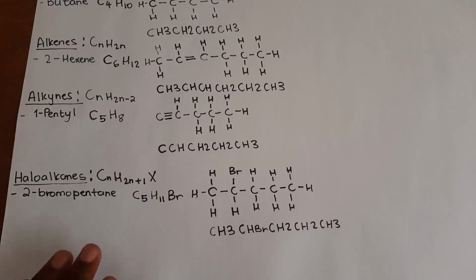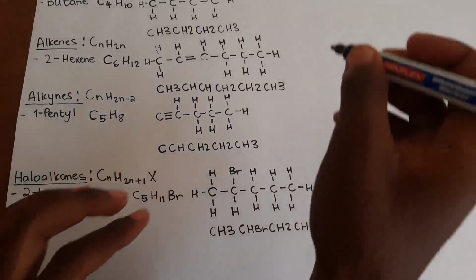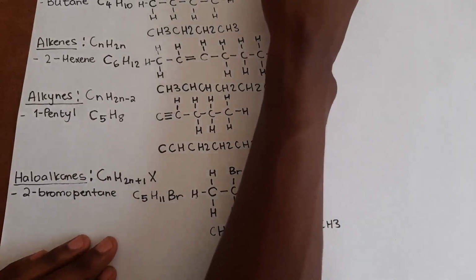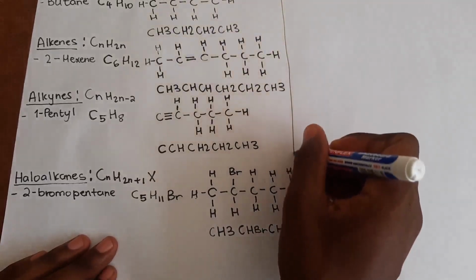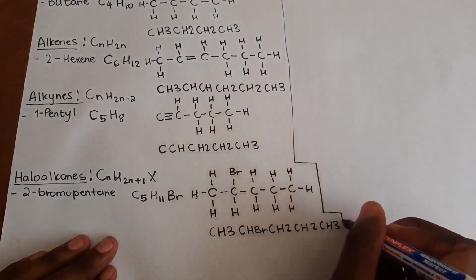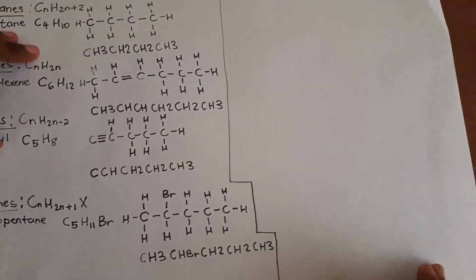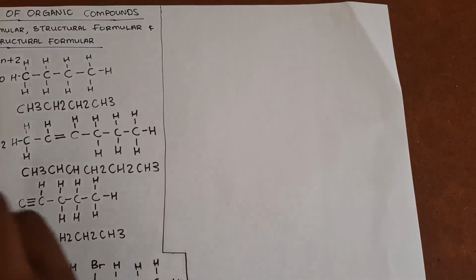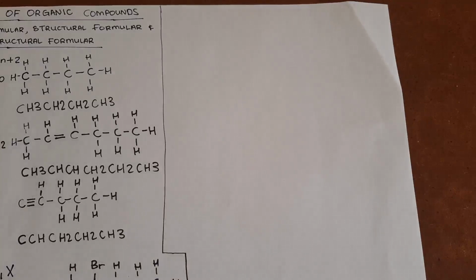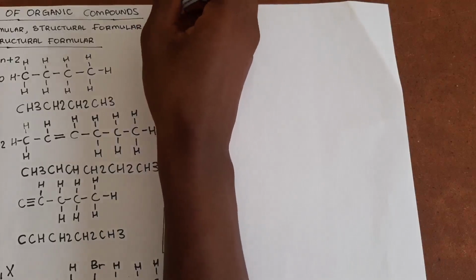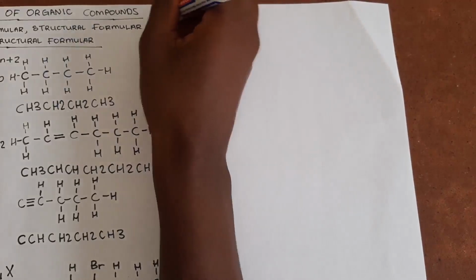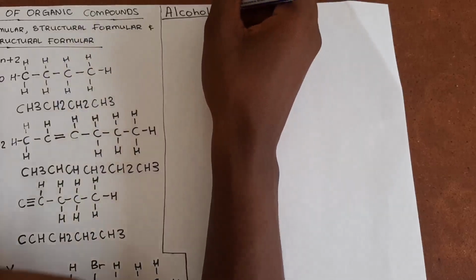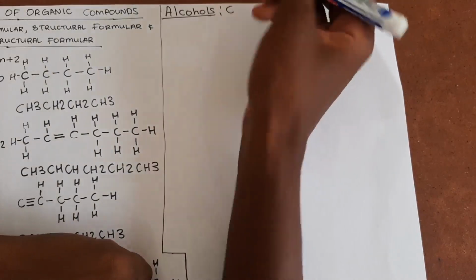Haloalkanes, okay. So right now let's move to the next homologous series, which is going to be alcohols. Let's move to that side and draw a line here. Okay, everything is okay. Let's move to alcohols. Speaking of alcohols, let me give you its general formula.